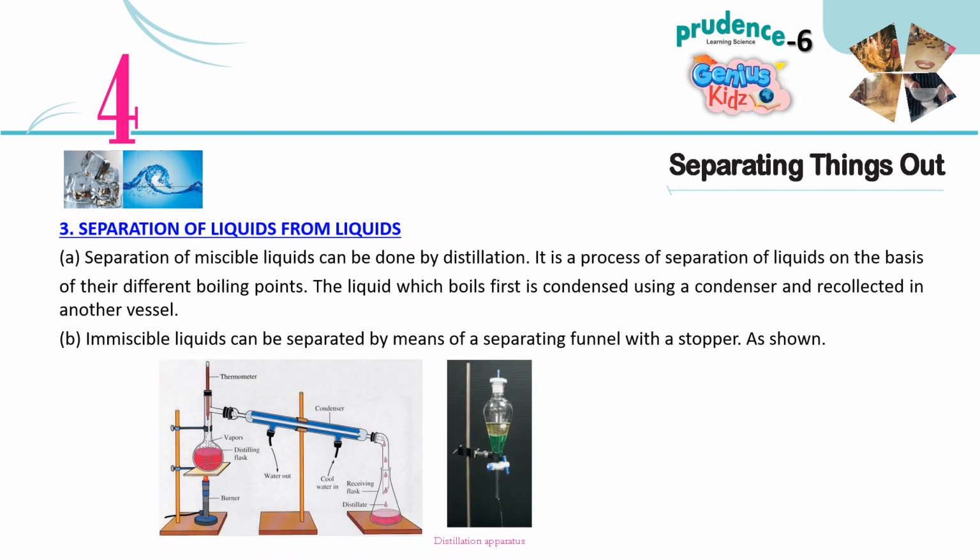3. Separation of liquids from liquids. A. Separation of miscible liquids can be done by distillation. It is a process of separation of liquids on the basis of their different boiling points. The liquid which boils first is condensed using a condenser and recollected in another vessel. B. Immiscible liquids can be separated by means of a separating funnel with a stopper, as shown.